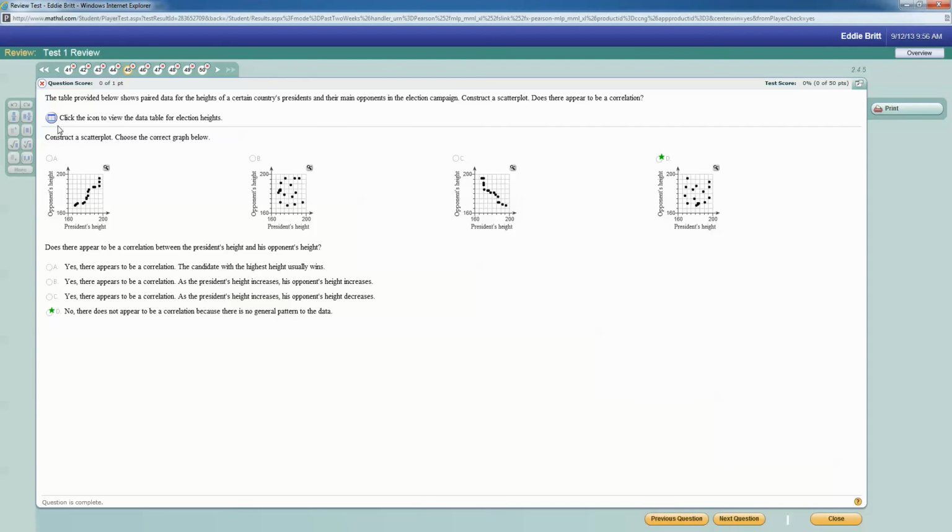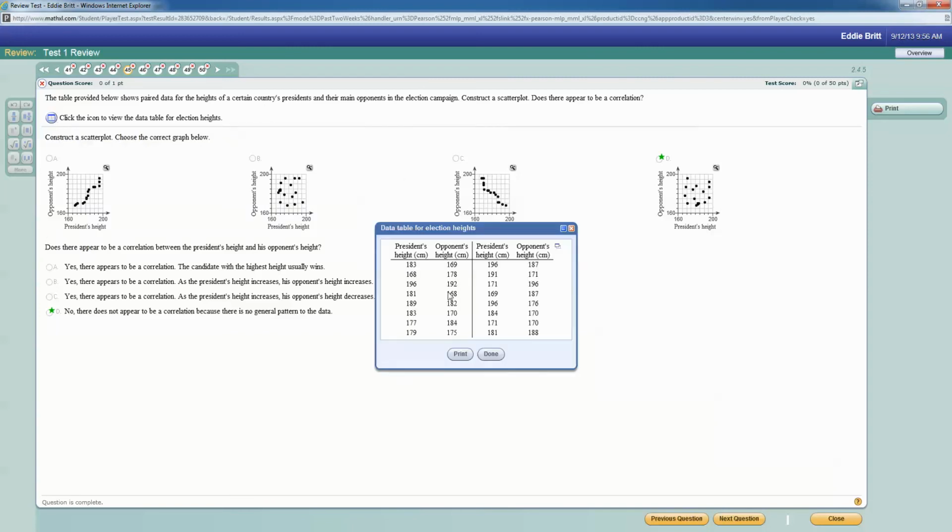Alright, construct a scatter plot. A scatter plot means, so we have to click for the data table. If you just put these two, like 183 and 169, make that an ordered pair. Make each one of these an ordered pair and graph it like it was on the XY axis. Then you'll get your scatter plot.